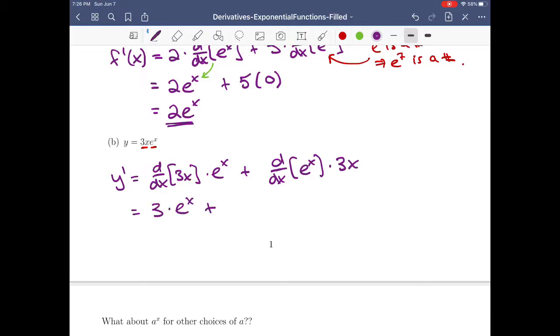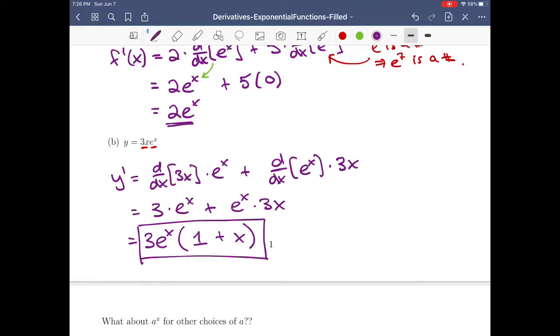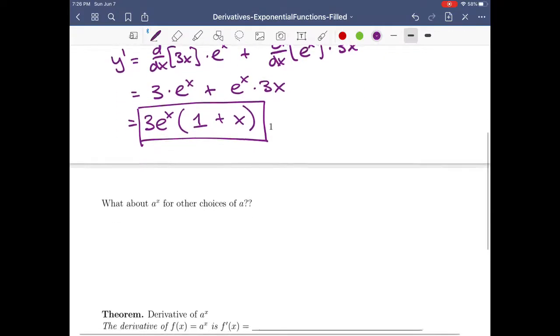The derivative of e to the x is e to the x, so it's times 3x. And in fact, I could simplify this by pulling out a 3 and an e to the x. So it's going to be 3 e to the x times 1 plus x. Okay, so that would be my derivative there. So what about for other choices of a?